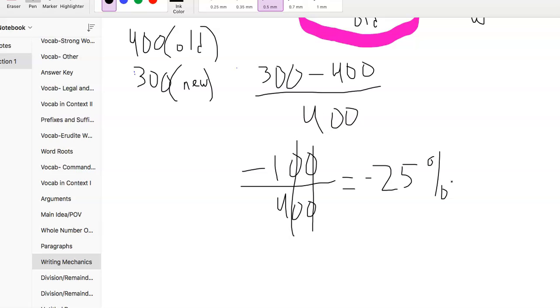Now, if you don't know how I got to the negative 25%, that's just converting fractions, right? So if I have that 1/4 and I multiply the bottom and the top by 25, then in the denominator on the bottom, I got 100 now, which is what I want to change anything to a percent. On the top, 25.